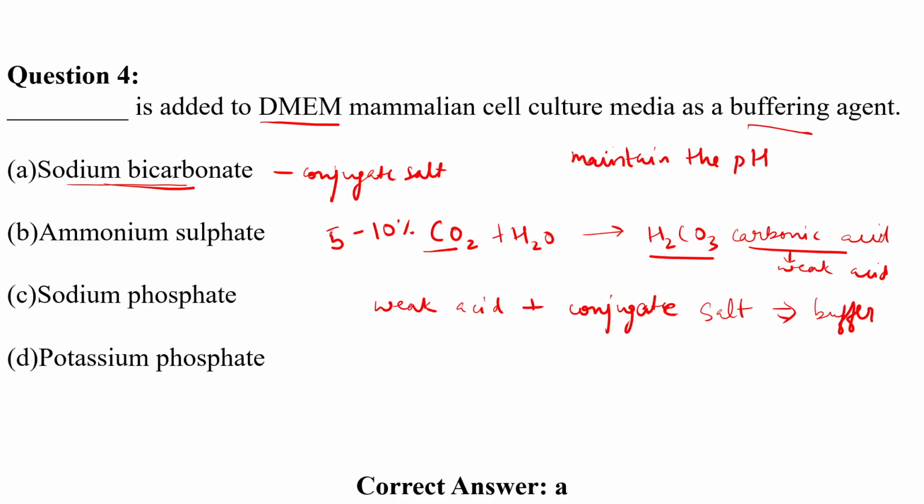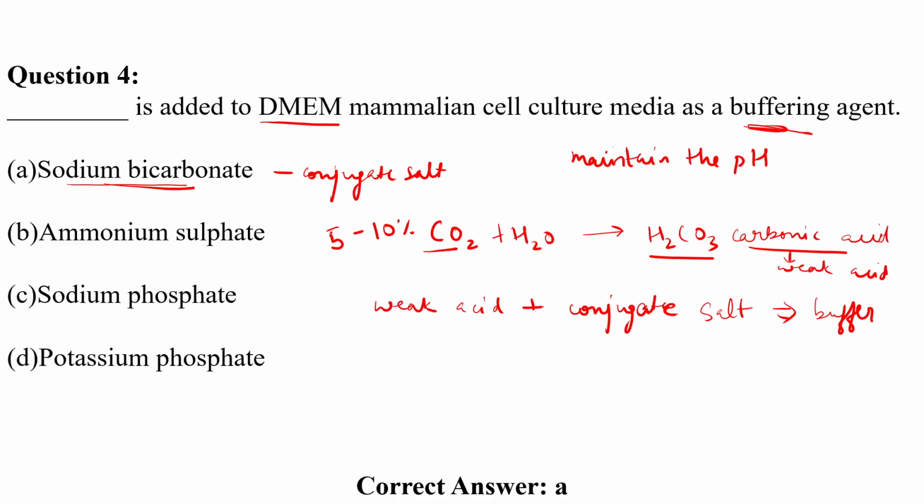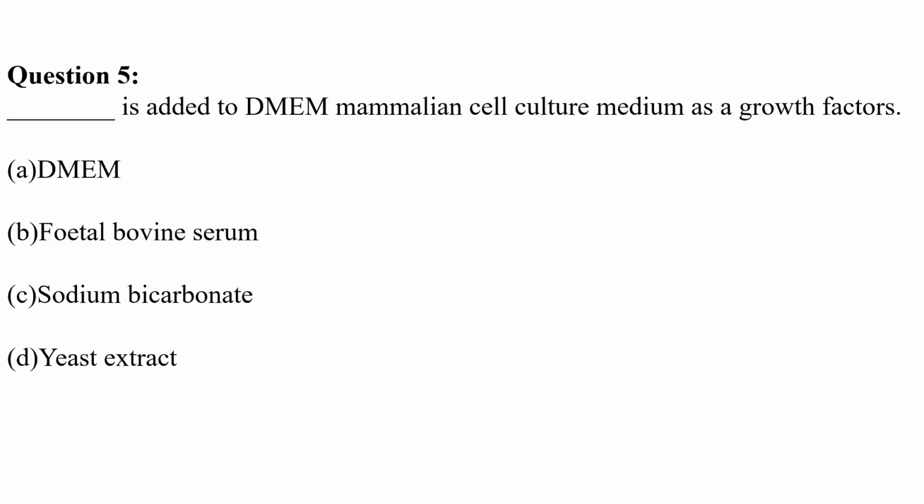Any small amount of acid or acidic components released by the cells, or released during the death of the cell, will not affect the pH of the whole medium, because we have a buffer present in the medium. That is the purpose we add sodium bicarbonate in the mammalian cell culture medium, because it can mix with the carbonic acid and create a buffer system. Okay, now I'll move to the next question.